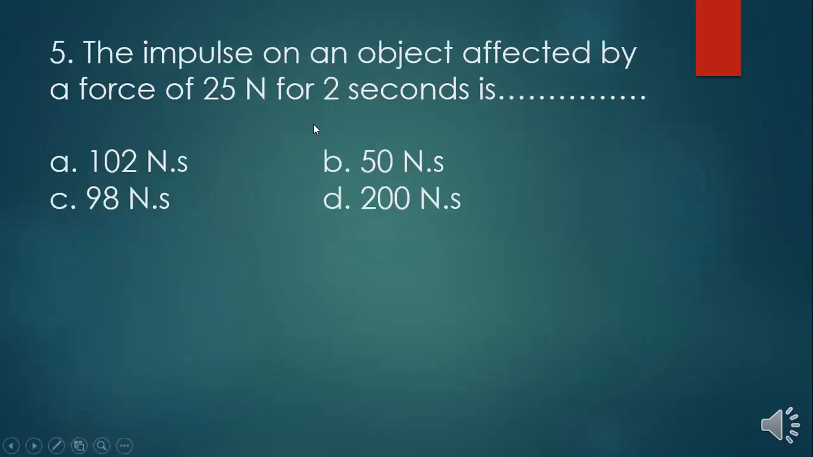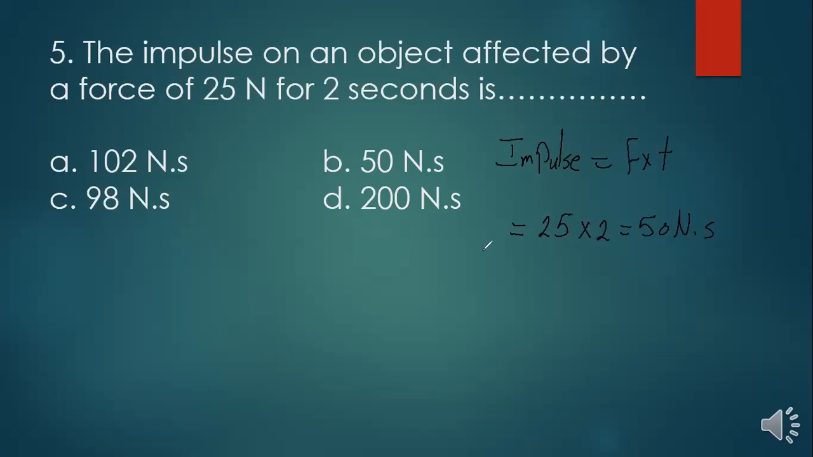Next question. The impulse on an object affected by a force of 25 newtons for 2 seconds is, right? Now let's see this one. Here, impulse is defined as the force applied over a given time. Force times time. It is one of the vector quantities, right? And its unit is newton second, right? So here, also simple substitution. So that would be 25 times 2, which is 50 newton seconds, right?